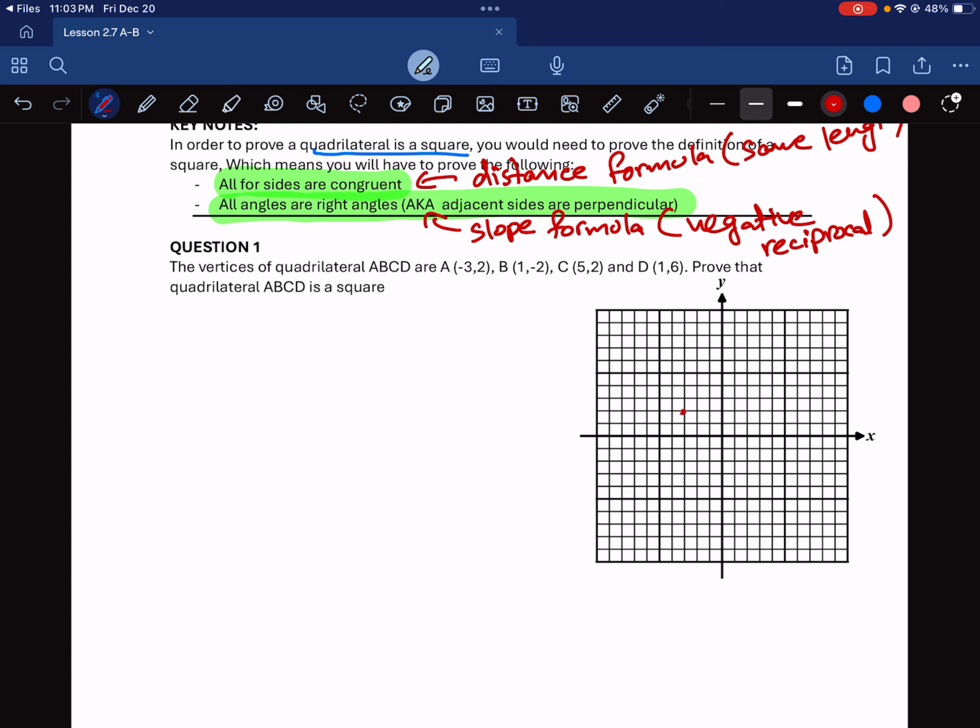A is negative 3 comma 2, I'm graphing it. B is 1 comma negative 2. C is 5 comma 2. And D is 1 comma 6.